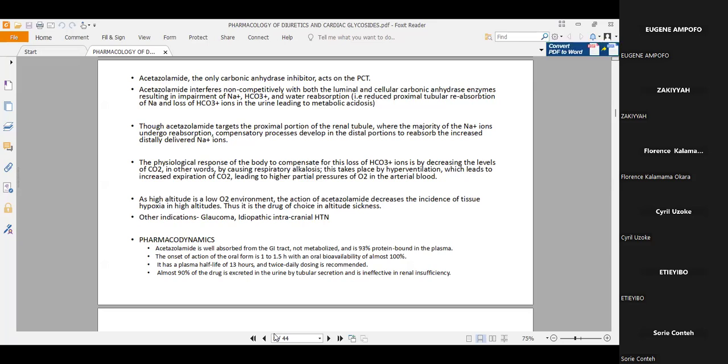So acetazolamide is well absorbed from the GIT, not metabolized, and it is protein bound. 93% is protein bound in the plasma. The onset of action of the oral form is 1 to 1.5 hours, and it has an excellent oral bioavailability of about 100%. The half-life is 13 hours, and because of this, twice daily dosing is recommended. Almost 90% of the drug is excreted in the urine via tubular secretion, and because of this it is ineffective in patients with renal insufficiency.